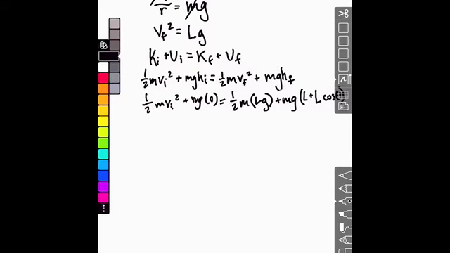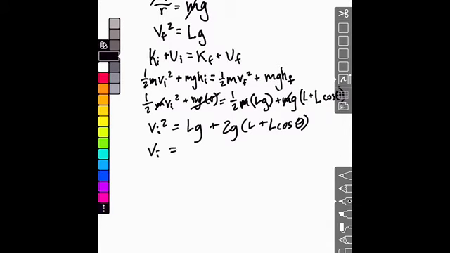Okay, and then from here you can just simplify your problem. You know, this is all just 0, so this just all cancels out. And the masses cancel out from all these. And you're left with v initial squared is equal to LG plus 2GL plus L cosine of the angle. And then square root both sides.